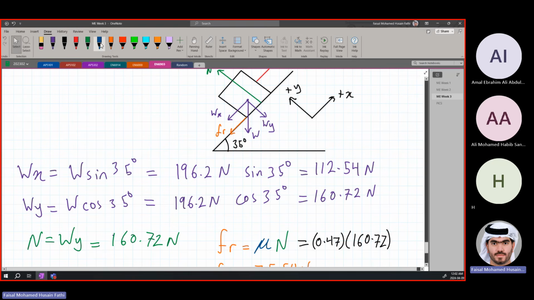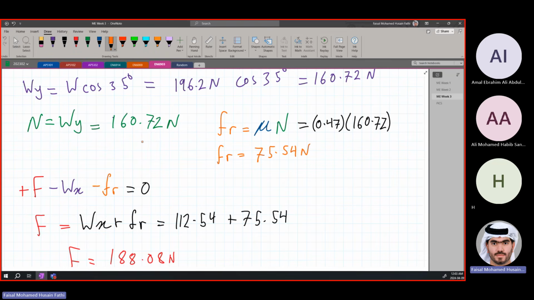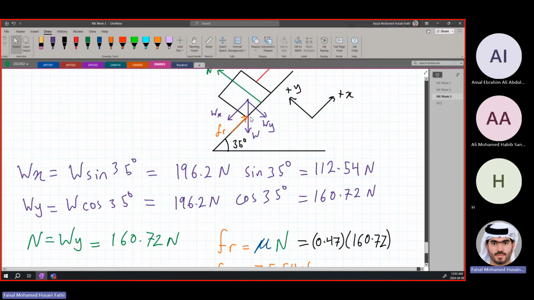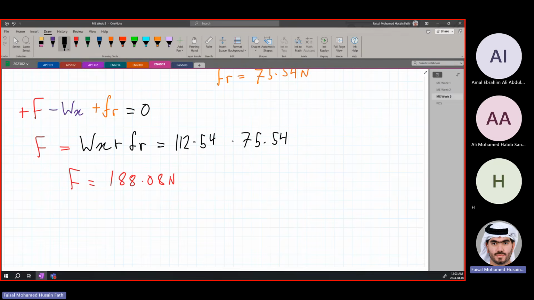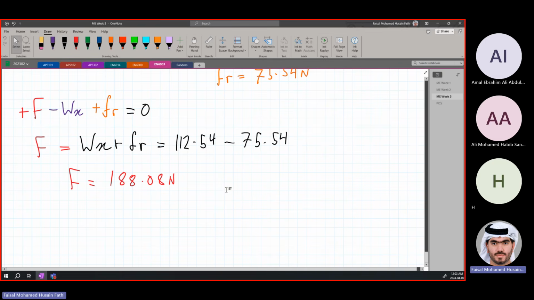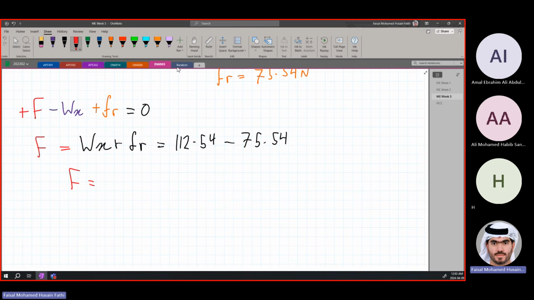This is where we are actually solving the question. The force here is going to be in the opposite direction, because we are trying to stop the slipping, so the friction is happening in the opposite direction. Here the friction force is positive because now the friction force is in the same direction. So this is going to be minus, not plus. All right. And our final force is going to be equal to 112.54 minus 75.54. So it's almost 37 newtons.